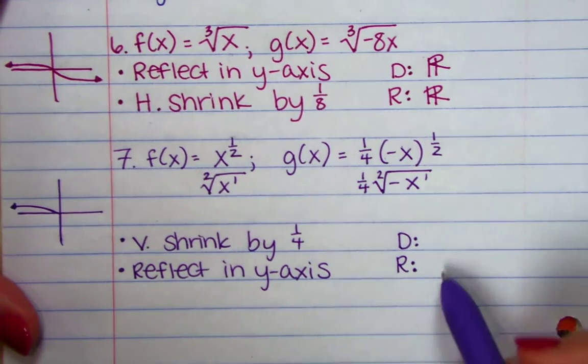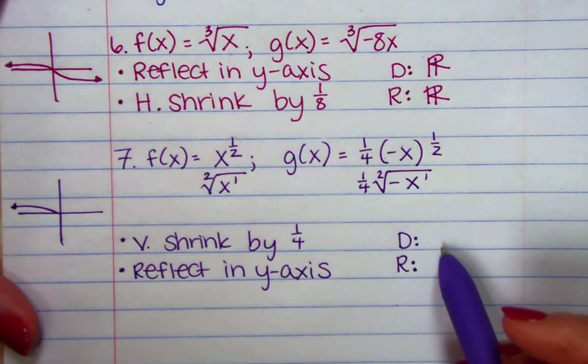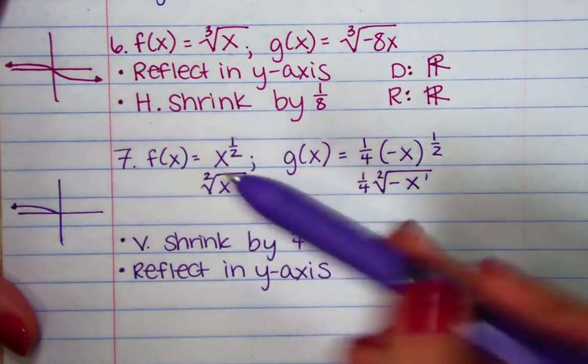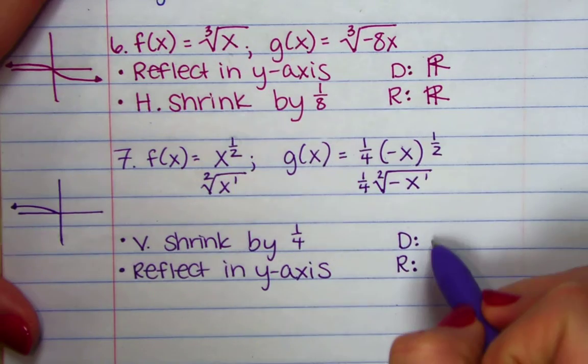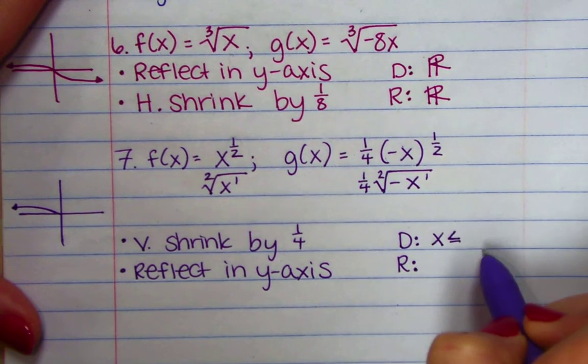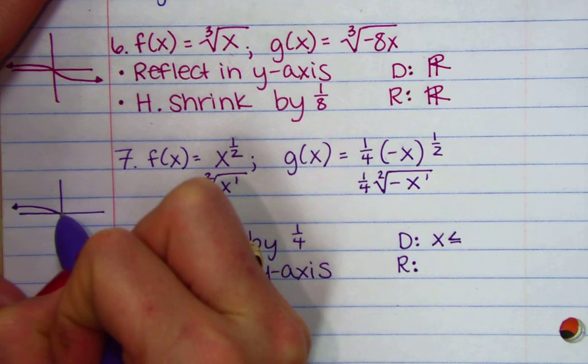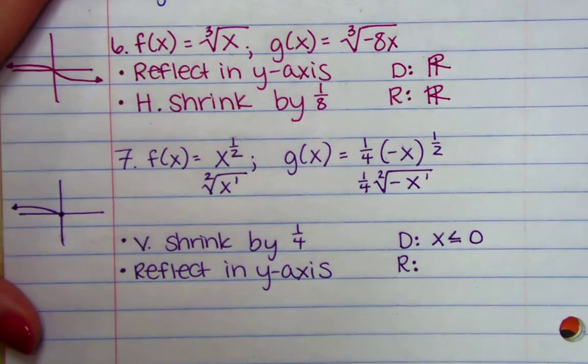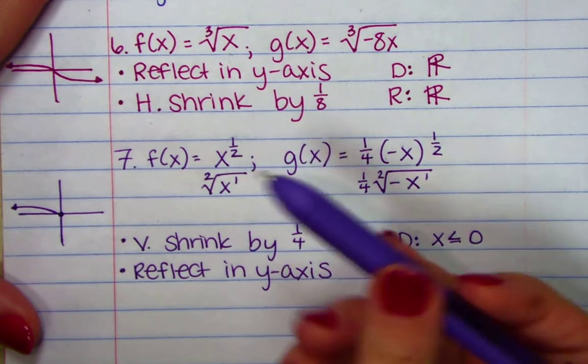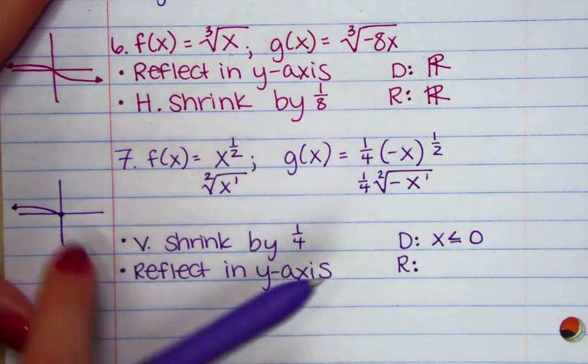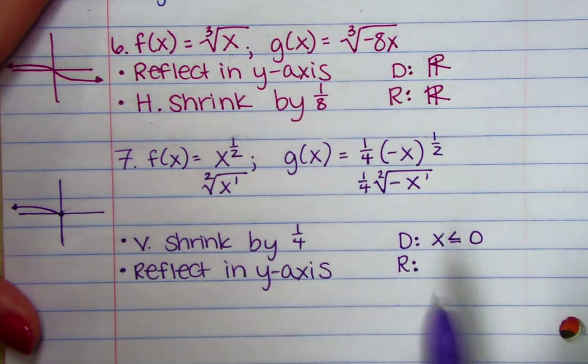Okay, so now we got to pay attention to our domain. Which way is it going? Left. Okay, less than. It's going smaller numbers. So this time x is going to be less than or equal to the number it started at, which is 0. Okay, it's going to the left. Left is less than, right? Greater than would be right.